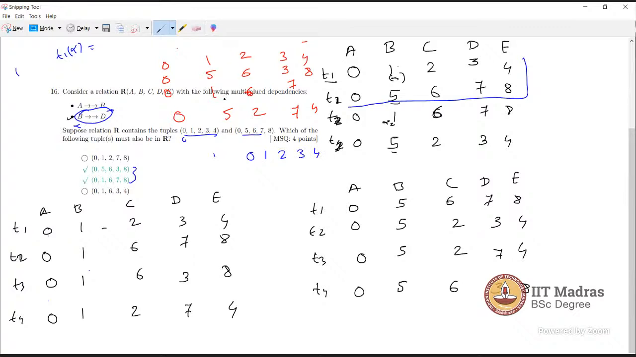No, wait. Let me clear this. So you are taking the given two tuples and the correct tuples from the options. Correct tuples from the options. Yeah.